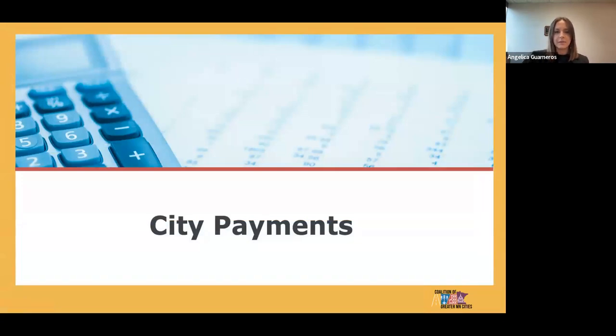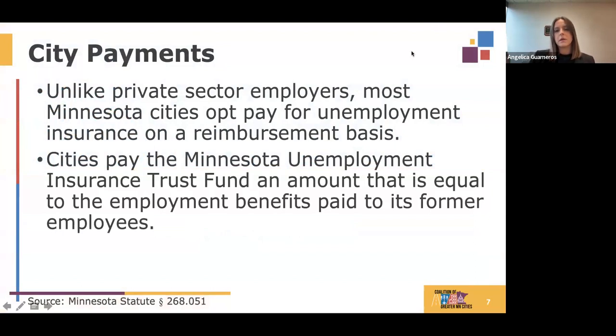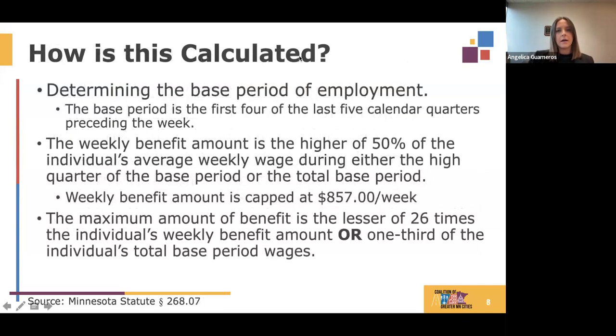And then we're just going to talk a little bit about city payments. Unlike private sector employers, most Minnesota cities will opt to pay for unemployment insurance on a reimbursement basis. Cities pay the Minnesota Unemployment Insurance Trust Fund an amount that is typically equal to the unemployment benefit paid to its former employee. This is calculated by first determining the base period of employment. This is the first four of the last five calendar quarters preceding the week. And then the weekly benefit amount is the higher of 50% of the individual's average weekly wage, during either the high quarter of the base period or the total base period. And then the weekly benefit amount is capped at $857 a week.